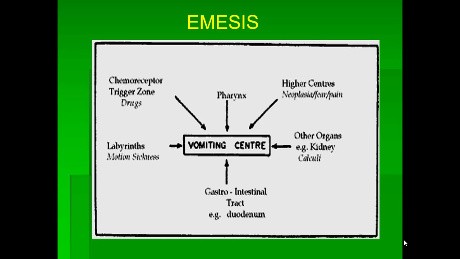Now, if you put a cat, for example, in its carrier on a spinning or rotating chair, where would you think the stimulus would come from? I think you have probably answered that correctly. It would be from the labyrinth or the vestibular organ of the ear, and we'll talk about that way of inducing vomiting later.